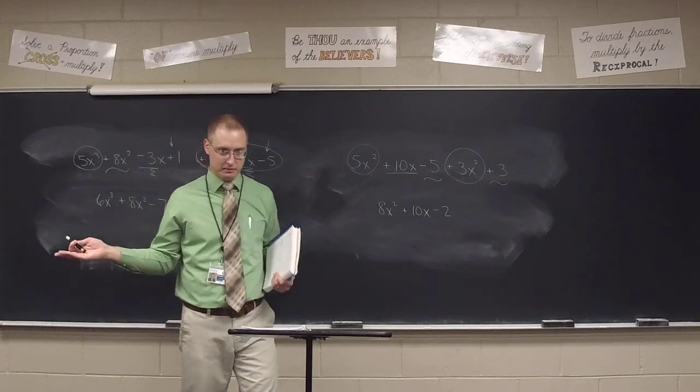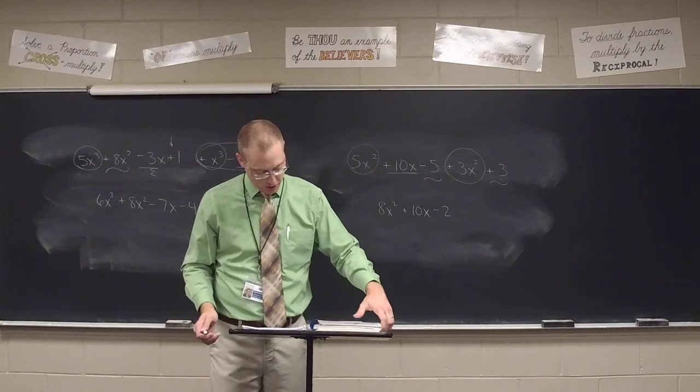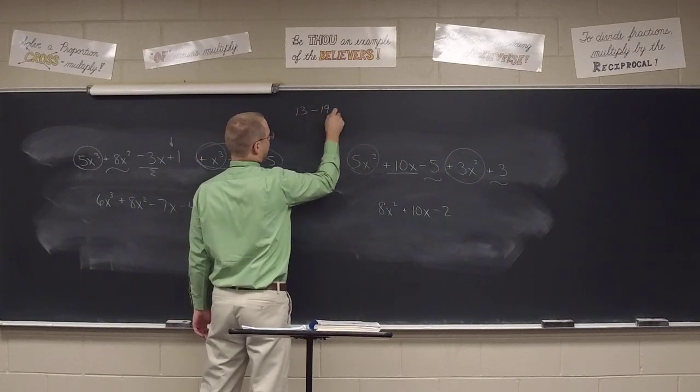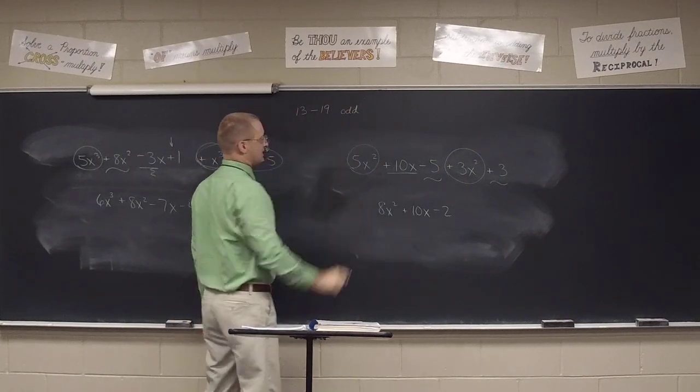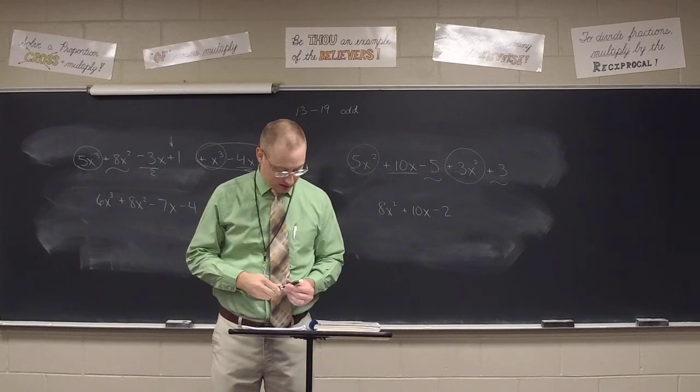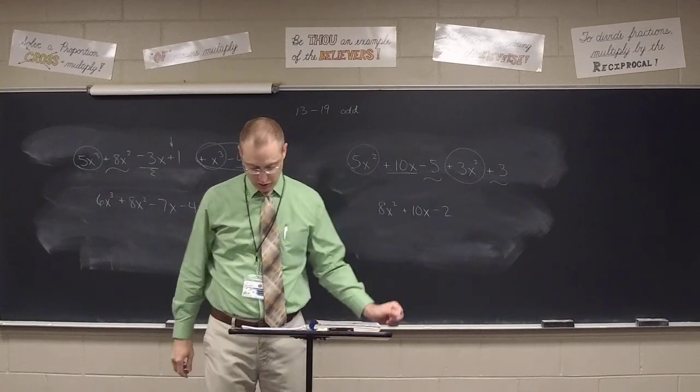Questions on this? At your seats, I want you to do numbers 13 to 19, the odd. You choose what method you like best. But 13, 15, 17, 19 says to add horizontally. You can do it every way you want to do.